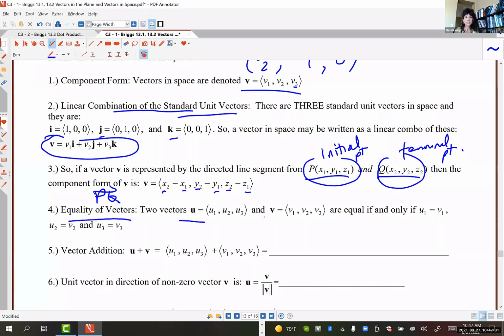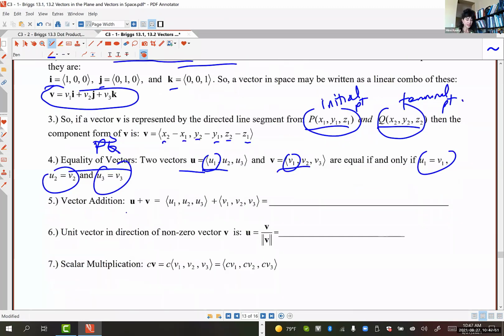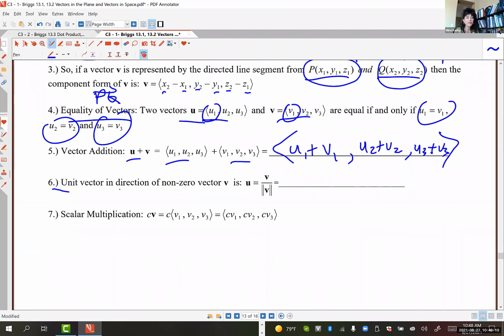Equality of vectors. We did this earlier this week. If you've got 2 vectors and somebody says they're equal, then you can be assured that their components all have to match. They have to. Guaranteed. Okay, vector addition. Similar to 2D, if you're being asked to add 2 3-dimensional vectors with each other, you'll get a resultant vector. X component is just the sum of the X components of the original vectors, U1 plus V1, comma, U2 plus V2, comma, U3 plus V3. Boom, we're done. How about unit vectors? Sure.